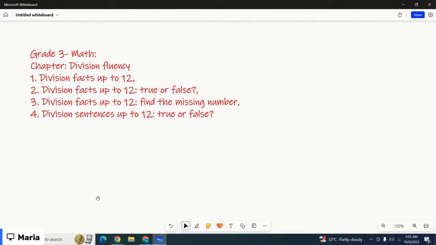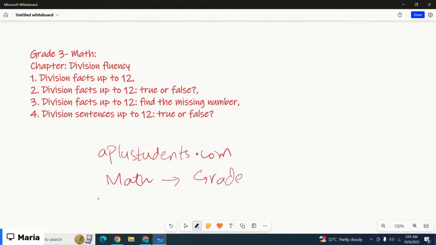We are here for grade 3 math. You can find all the lessons on aplusstudents.com. You have to log in there using your email address and the password provided by the administrator. Then select math from the subject tab, scroll down to grade 3 and click on view all lessons. There you can find a list of the chapters.